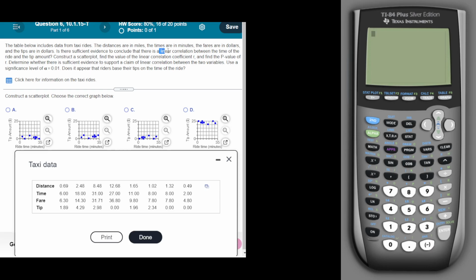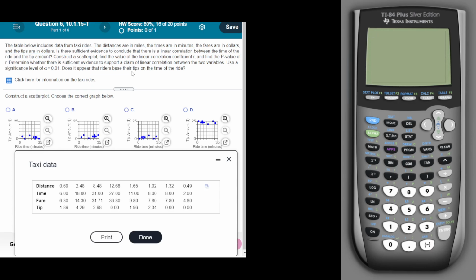Okay, yeah. So it says, is there sufficient evidence to conclude that there is a linear correlation between time of the ride and tip amount? So there we go, that's what we're going to use. That's our X and Y, time and tip amount.